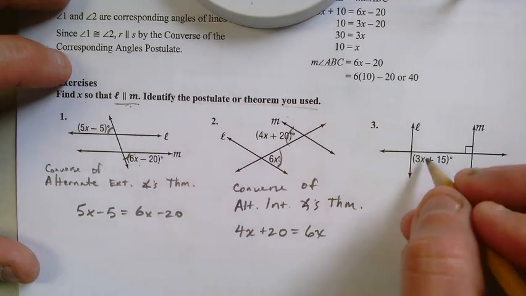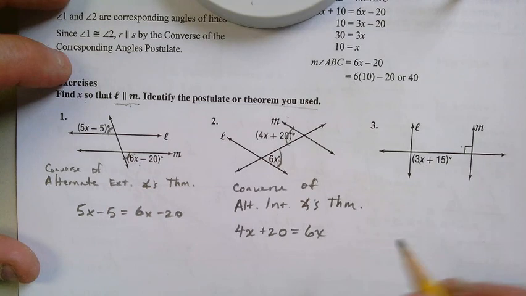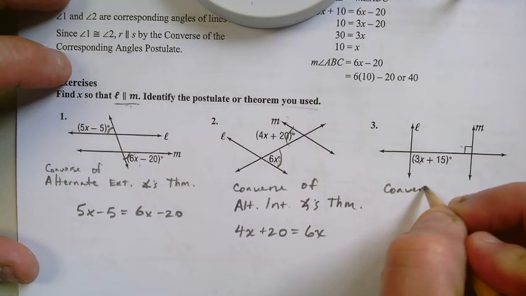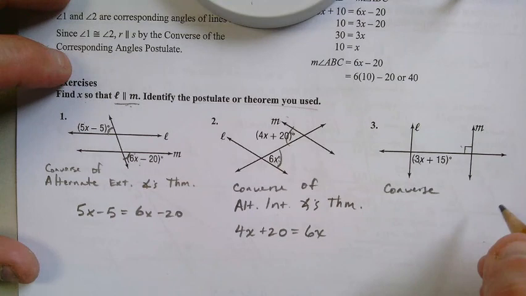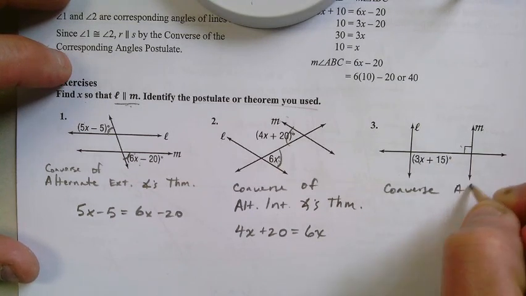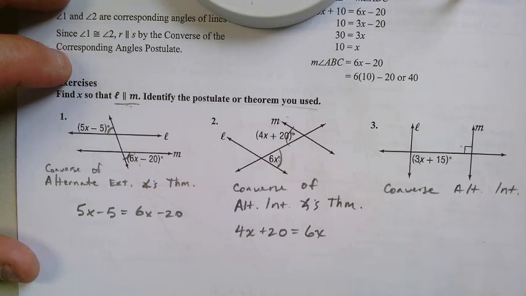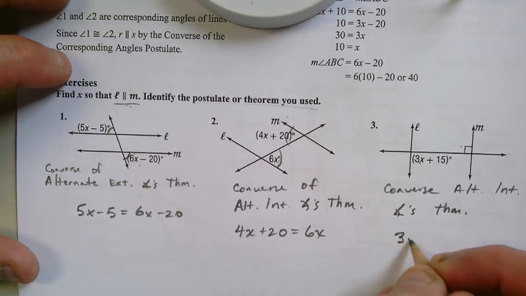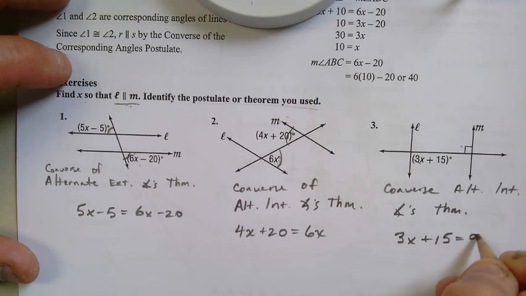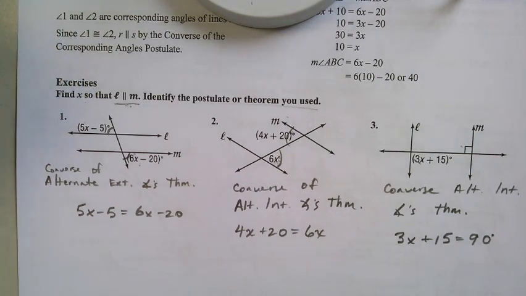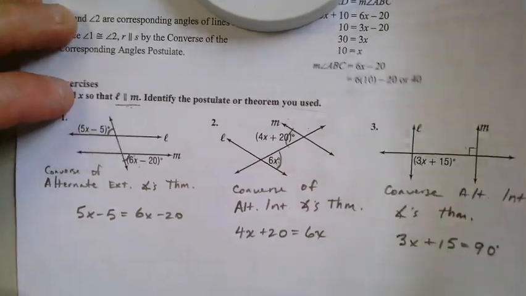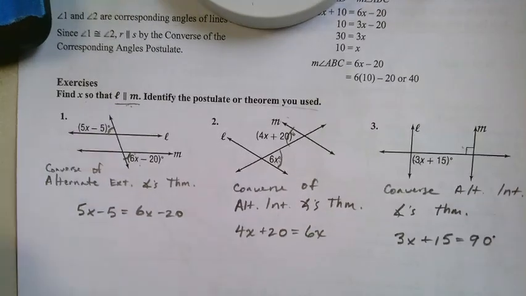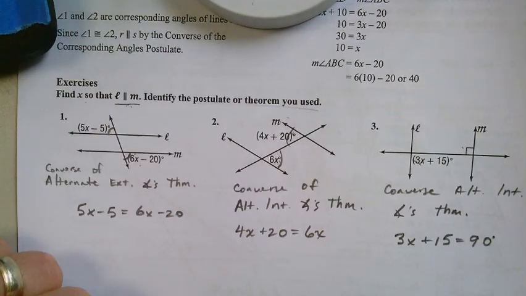For number 3, again, I've got alternate interior angles here. So I'm going to go ahead and say if the lines are going to be parallel, then I'm going to prove the alternate interior angles are congruent. Okay. It looks like we've got some more alternate interior angles here on number 4, some alternate exterior angles in number 5, and some corresponding angles in number 6.